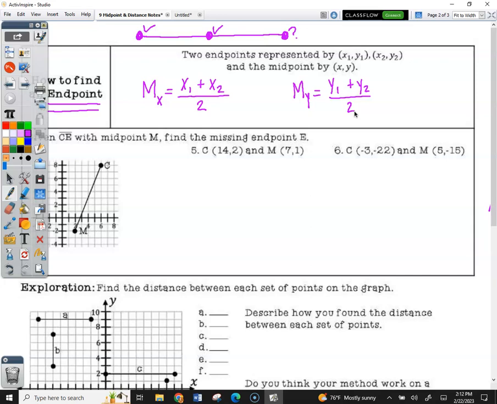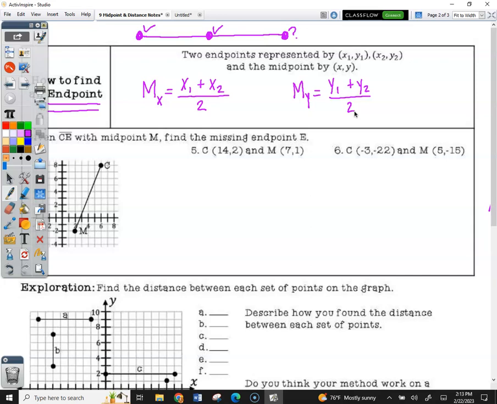Alright, now let's apply it. We're going to do number 5. I'm going to go ahead and forewarn you this gets crowded, and we end up having to try number 6 in a different open space on your worksheet. So look at number 5. We will come back to this picture right here, number 4, in a minute.